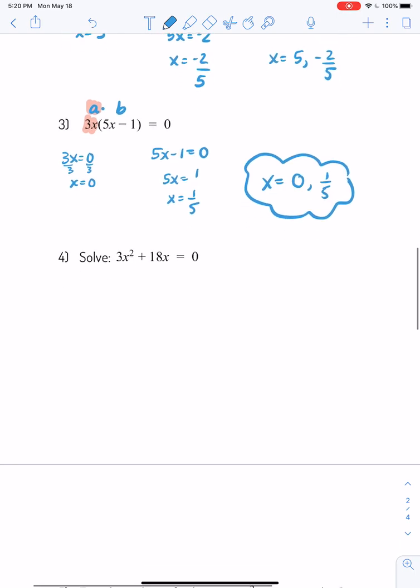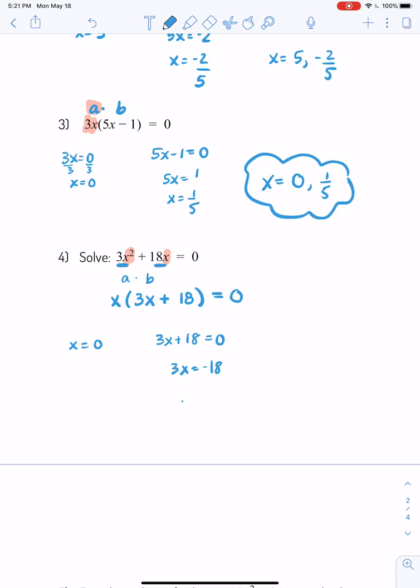In number 4, this looks a little bit different because we're not given it in factored form. So what we have to do is factor it ourselves. So we're going to move this into factored form. We're finding the greatest common factor in both of them. Well, I notice both have an x, so I'm going to pull out an x here, and we'll get 3x plus 18, because if we were to expand, we'd get 3x squared plus 18x, still equal to 0, and now we have it in a times b form. So we have x equals 0, or 3x plus 18 equals 0. Do our undoing. So we get x is equal to 0 or -6.